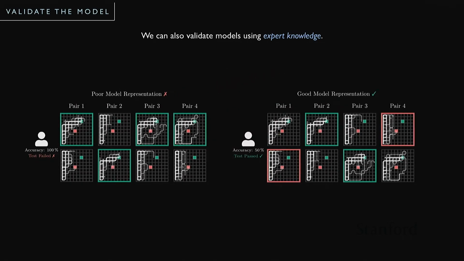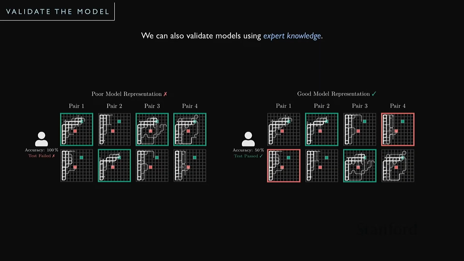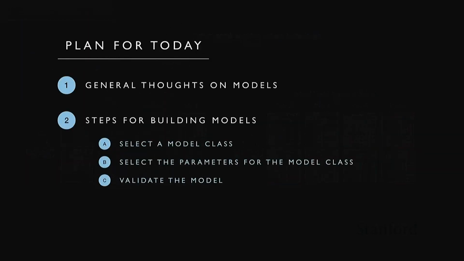If they get a low accuracy, so maybe they can only distinguish it 50% of the time, then we can say that our model is pretty good because they're not really able to tell the difference between the model and the data. So some of you may have heard of the Turing test, which is kind of doing this at a large scale with AI and figuring out if you can tell the difference between an AI and a human. Okay, so that's system modeling.